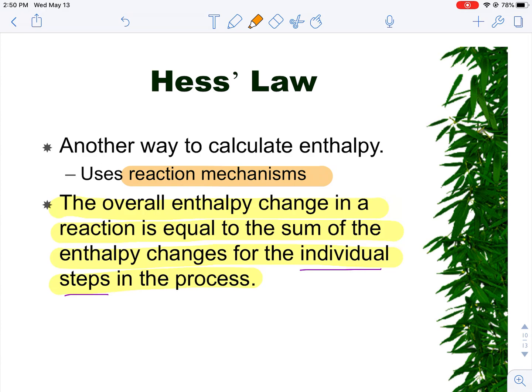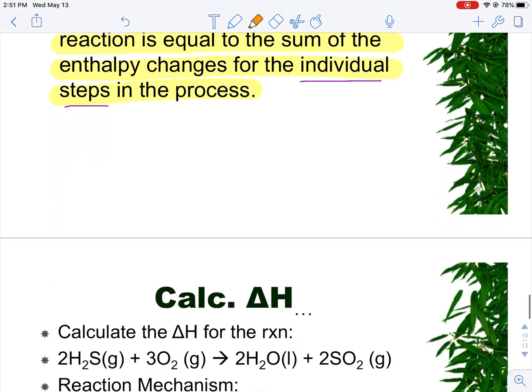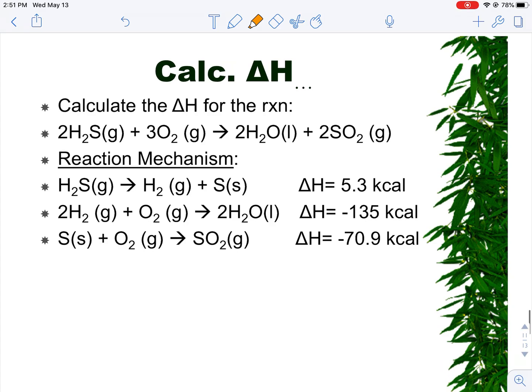and that same idea holds true for calculating the heat of the reaction. If we know the enthalpy changes for each of the individual steps in the process, then we can add those together and find out what the overall reaction's enthalpy is. So let's just jump right into a practice problem where we're calculating the enthalpy for the reaction.